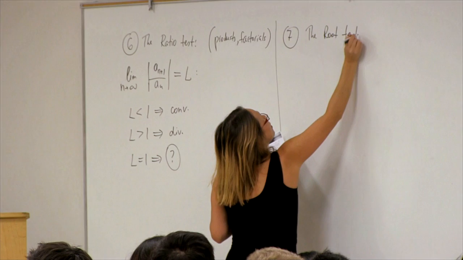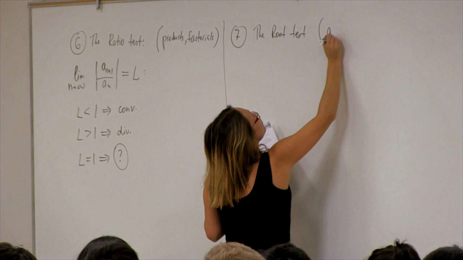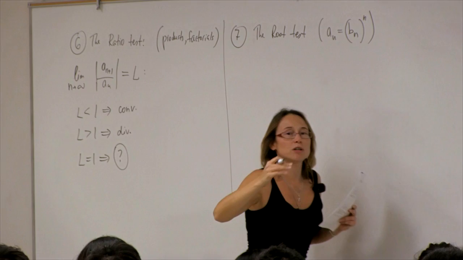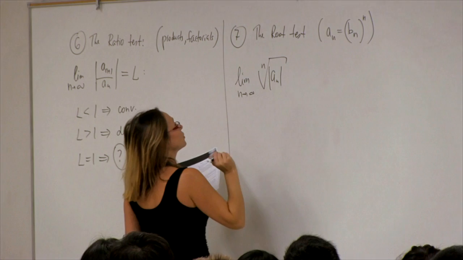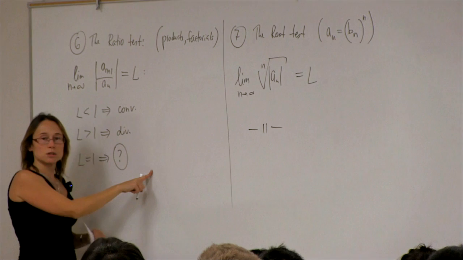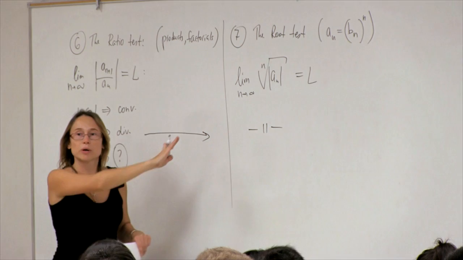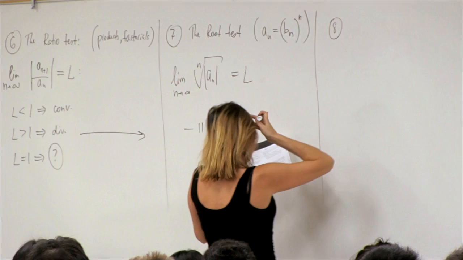Now, a similar test is the root test. So this is when a_n is something like b_n to the power of n. When each term is something raised to a power n, then this is a really good test. So we look at the limit of the nth root of a_n, and we call it L, and we have the same conditions, just like here. So I'm not going to repeat them. The last thing is called the integral test.